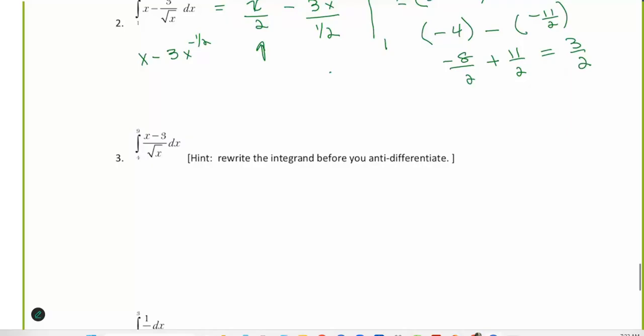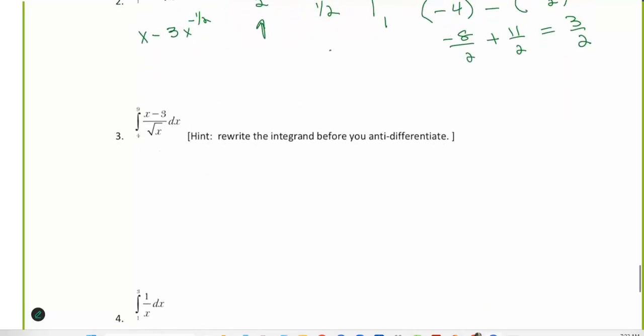Okay, we've got one more to do. It's actually 2 more to do. Looking at this one, what do I see? So I'm going to say rewrite the integrand before you anti-differentiate. Absolutely. So let's get that squared away. So what will I have? I'm going to have this 9/4. This is going to be x to the 1/2, or to the negative 1/2, sorry, times x minus 3.